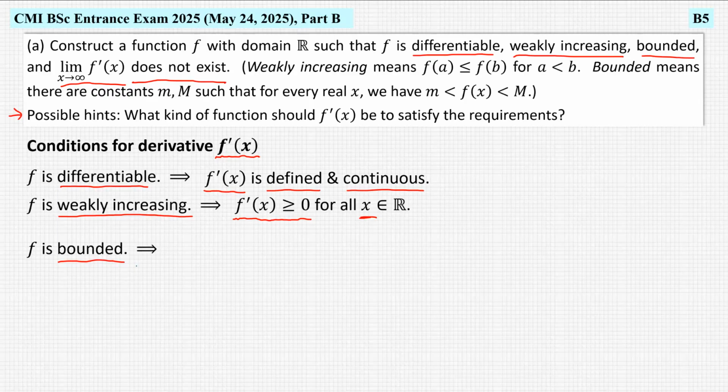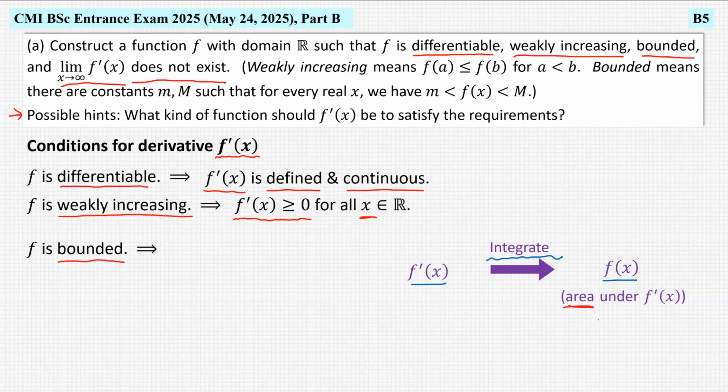To relate this property with derivative, we should recall that the original function f of x and its derivative are related not only by differentiation, but also by integration if you think of it in the reverse direction. And by integral, it means the area under the function f prime of x. This area being bounded means that the integral of the derivative on the entire domain must have some finite value. So we have that the integral of the derivative on the entire domain is finite.